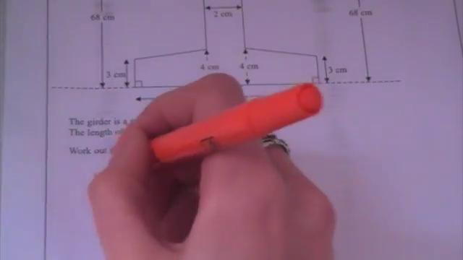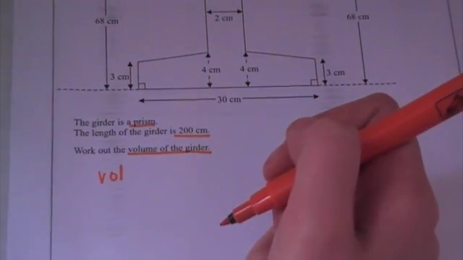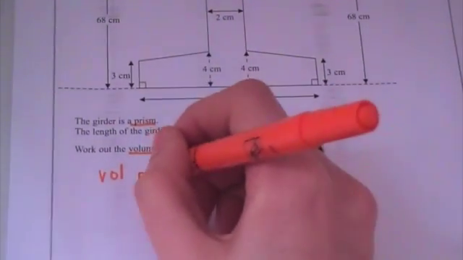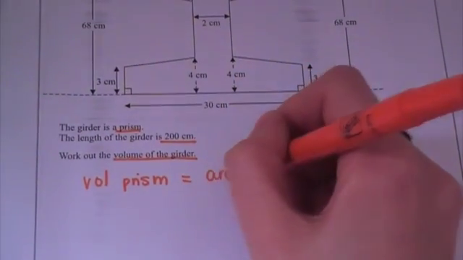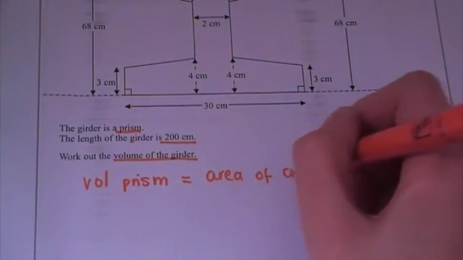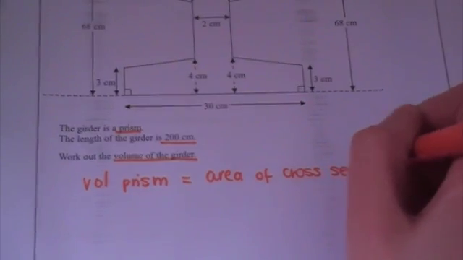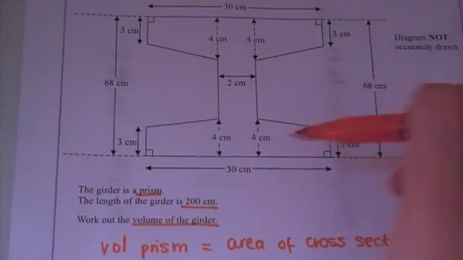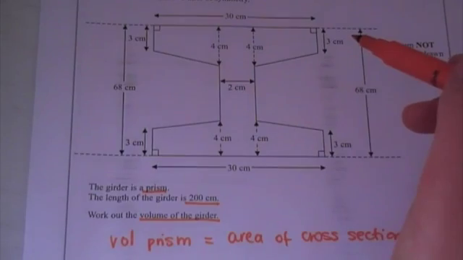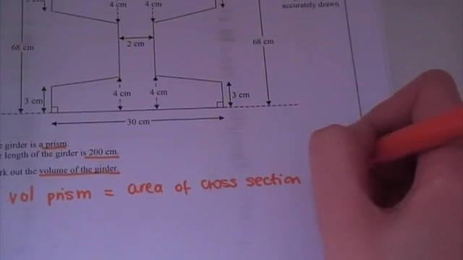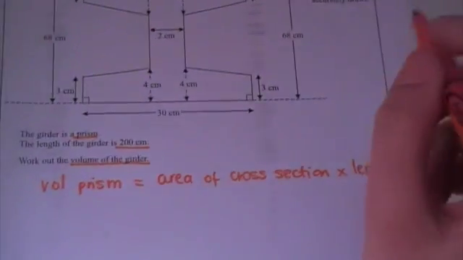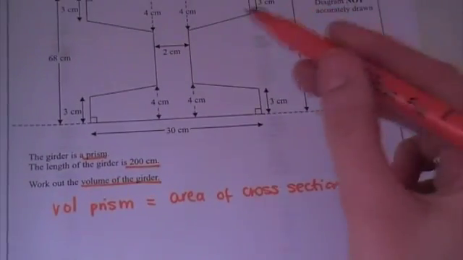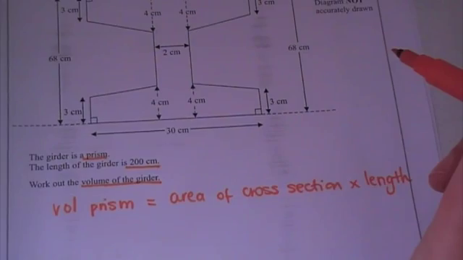So first things first, the volume of any prism is going to be area of cross section. So that's this, what we're seeing up here. And it's going to be times by the length. So volume of a prism, area of the cross section, so we're going to have to work out the area of this, times by the length.